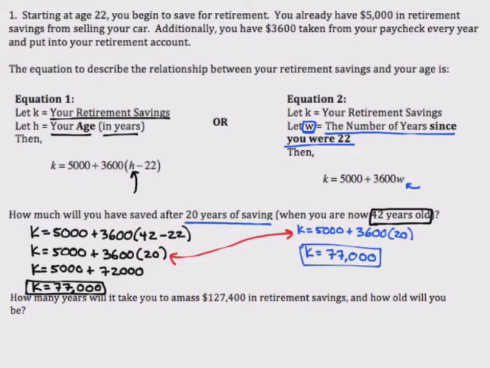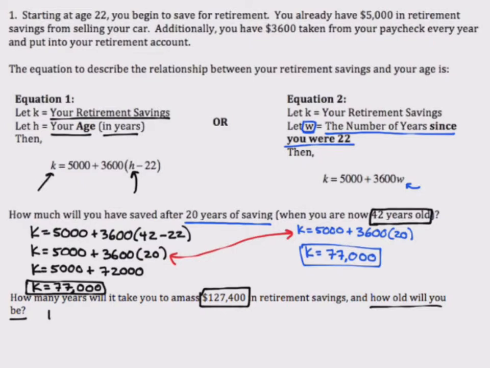Okay, let's turn our focus to the second question. How many years will it take you to amass $127,400 in retirement savings, and how old will you be? So the first one I want to look at is, how old will you be? So when we see that, let's use our first equation, and all we're going to do is substitute $127,400 in for our retirement savings.